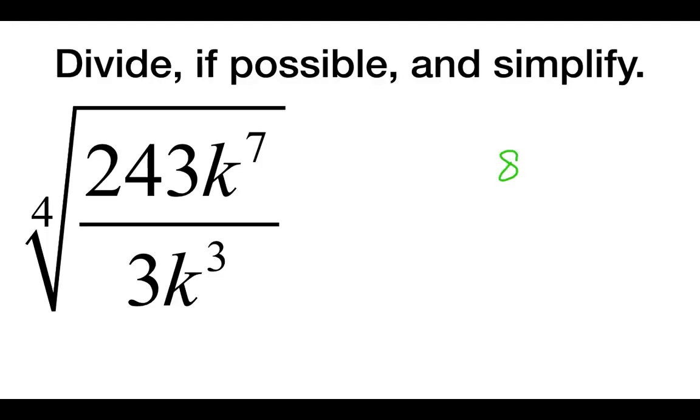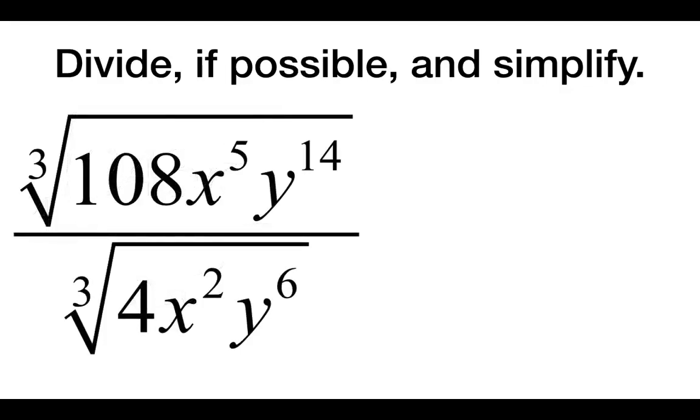Now let's try this one. 243 divided by 3 is going to be 81. And k to the 7th divided by k to the 3rd is k to the 4th. So, earlier we discovered that 81 has 4 3s. We did that when we were doing the cube root, and we discovered it was basically 3 cube roots of 3. So when I break that down, the 4th root of 81 is in fact 3. And the 4th root of k to the 4th is just k. So it's 3k.